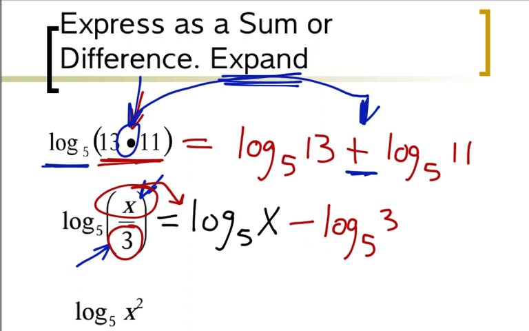Okay. Now, the final one here, we've just got numbers. We take the 2 and we move it out in front, and that rewrites to be 2 log base 5 of x. So whenever you have an exponent, you can just move it out in front, and now we have 2 log base 5 of x.